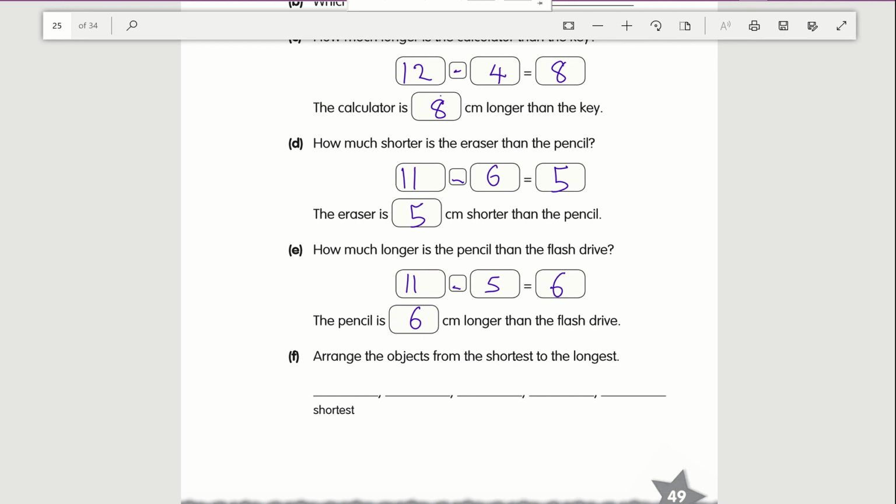So now we're going to arrange the objects from the shortest to the longest. So we have the key as the shortest, followed by the flash drive. And then we have the eraser, pencil, and the calculator as the longest. Okay, again, if I'm going too fast, you can just pause the video and go back to where you missed out.